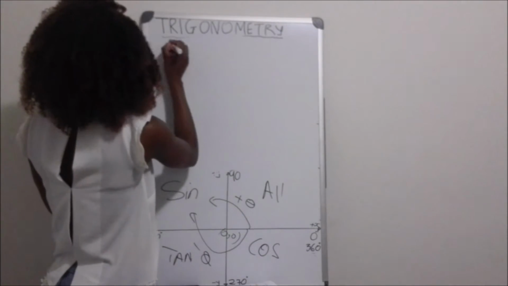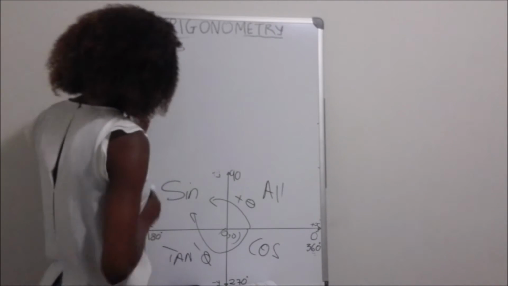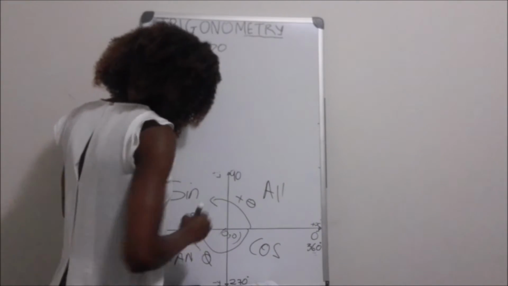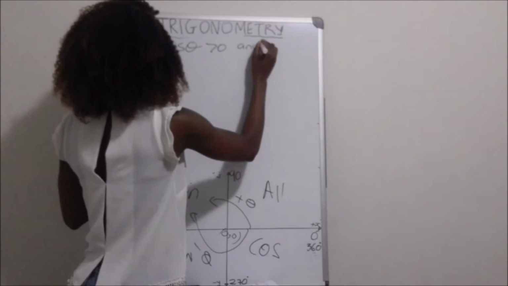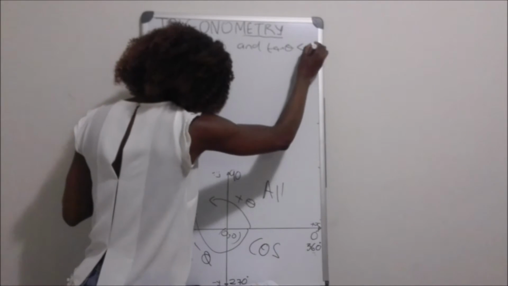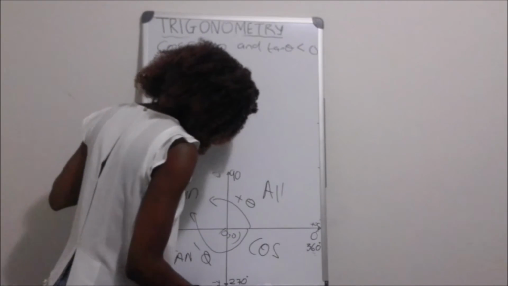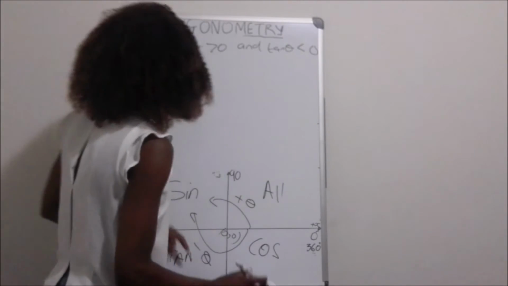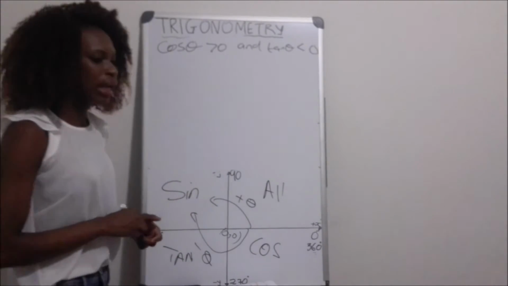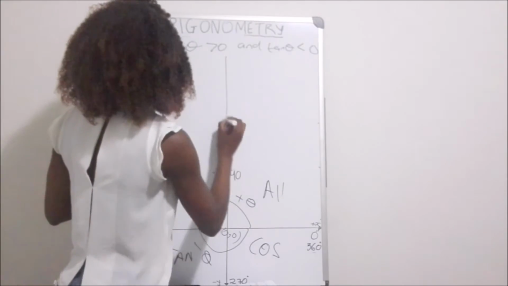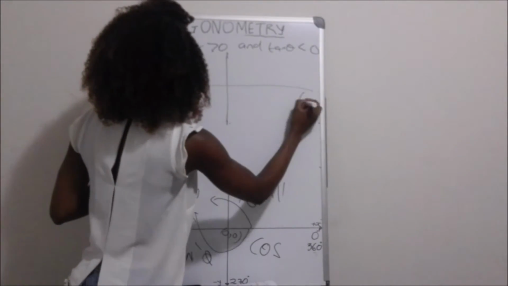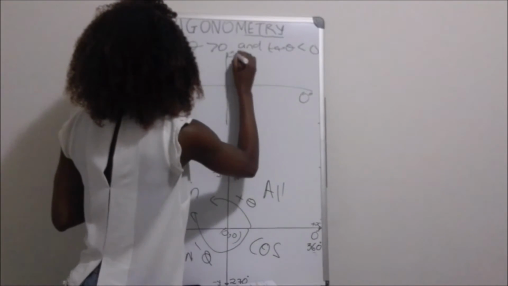Okay, the question says if cos theta is greater than 0 and tan theta is less than 0, we must show at which quadrant the terminal lies. Remember, the first thing to do is to draw the Cartesian plane and put the theta, the angles there.